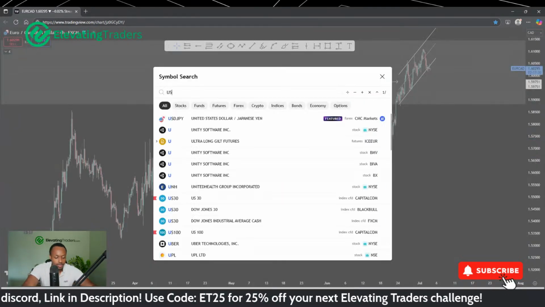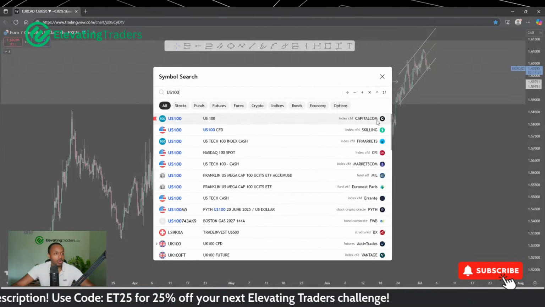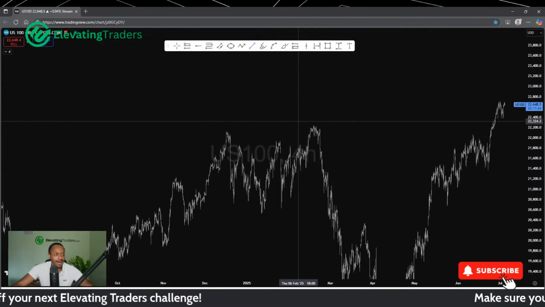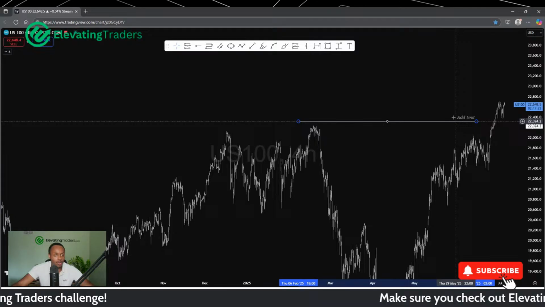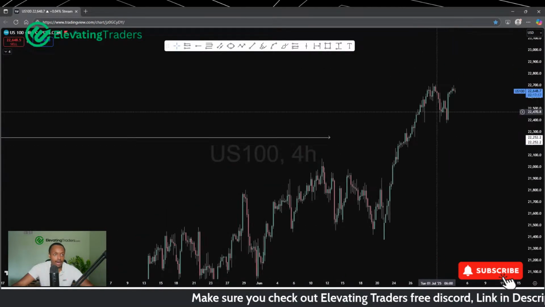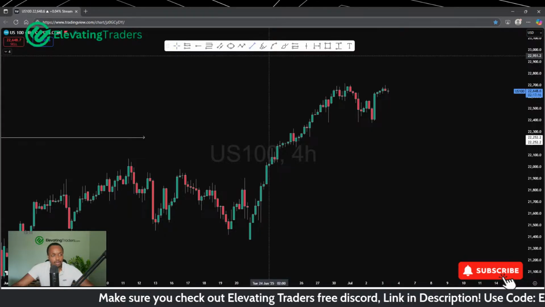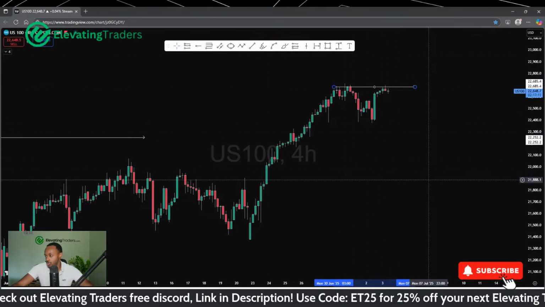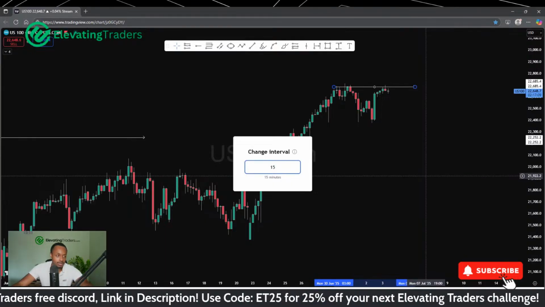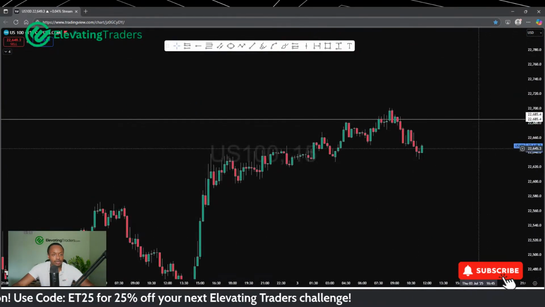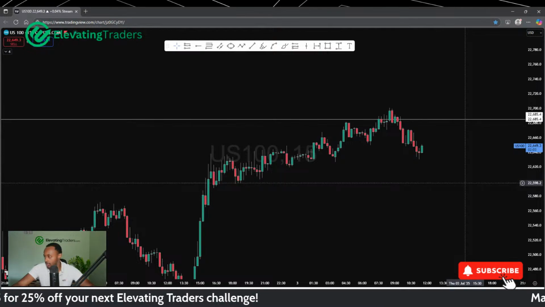In terms of the NAS 100, of course we created new all-time highs. I do think we're due a bit of a pullback, so I like the idea of shorting, trying to take advantage of that. Maybe some type of double top could be forming at the highs here. You spoke about some shorts on the 50-minute at 22,600, which is around here.